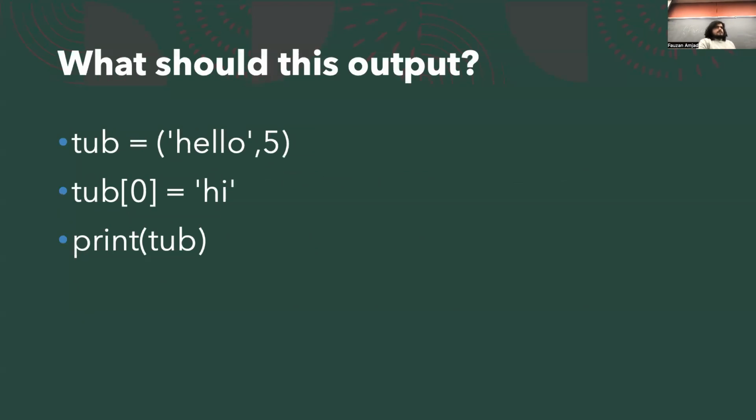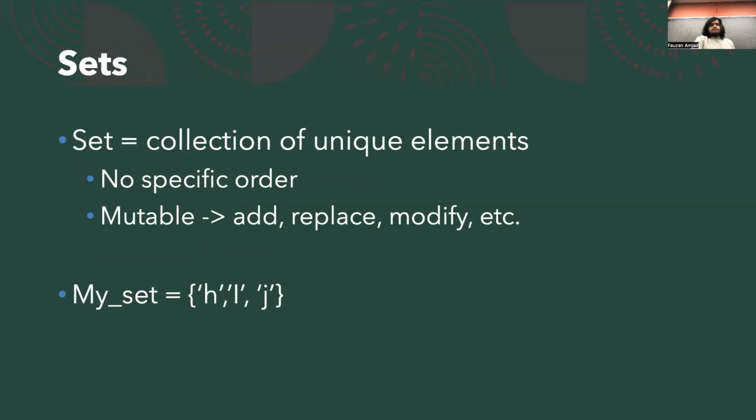We talked about this in the second recitation, but what should this output? We have this tuple, and then I'm trying to access this element of the tuple, and I use the assignment operator to change hello to hi. And so when we print out the tuple, it should print out an error because we can't change the tuple value. Okay, so although it looks like something that would work, this doesn't actually work.